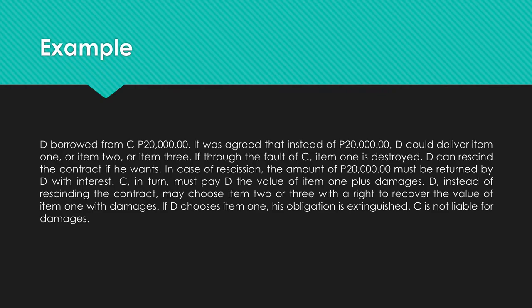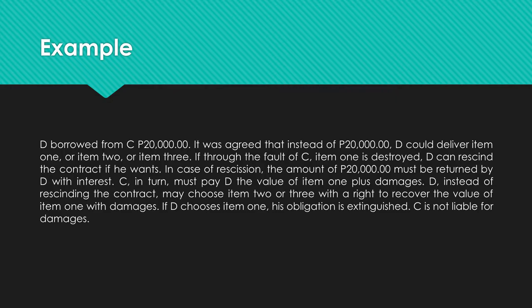Now again, D borrowed from C 20,000. It was agreed that instead of 20,000, D could deliver item 1 or item 2 or item 3. In this case, ang creditor natin is C. Okay? If through the fault of C, creditor, item 1 is destroyed, D can rescind the contract if he wants. So, pwede niyang i-rescind yung contract. In case of rescission, the amount of 20,000 must be returned by D with interest. Siyempre, dahil ipapa-rescind mo yung contract, isasauli mo din yung pera.